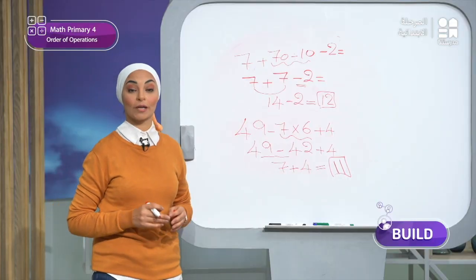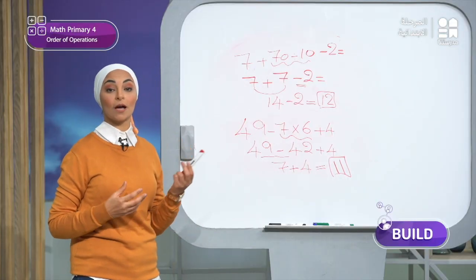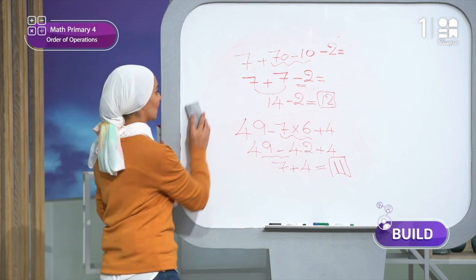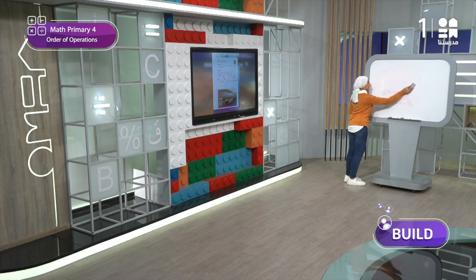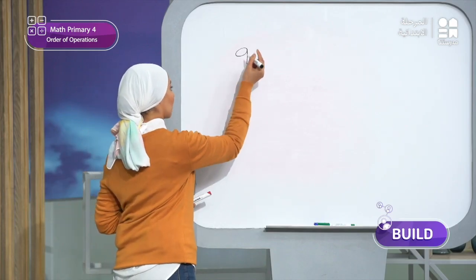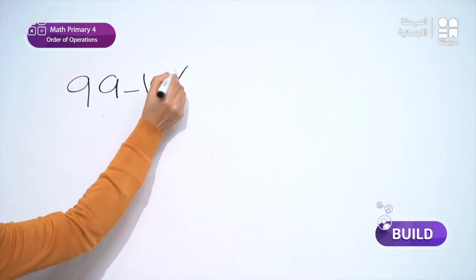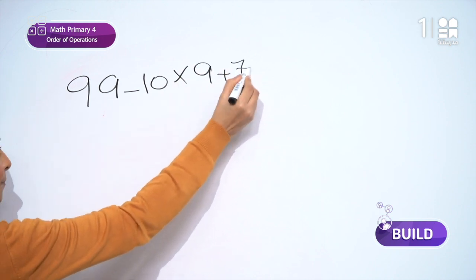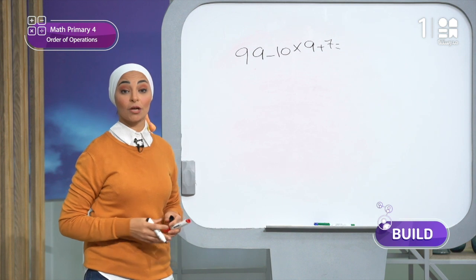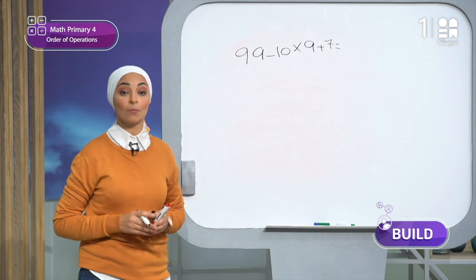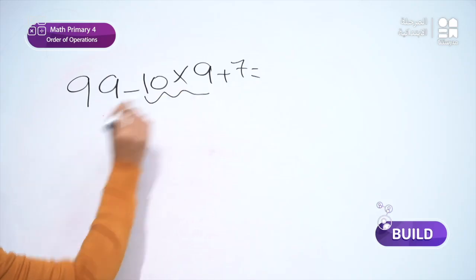Now, let's solve the following equation, the next one, which is 99 minus 10 times 9 plus 7. Let's write it together. Now, let's write this equation. Here I have 99 minus 10 times 9 plus 7. What should I start with? Yes, as we say every time, I will start with the multiplication. So I will multiply 10 times 9.